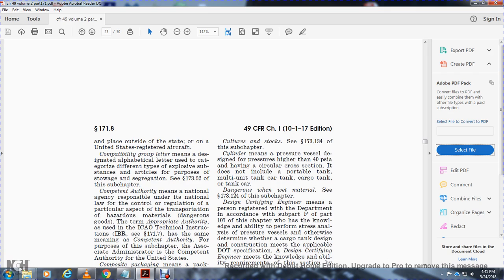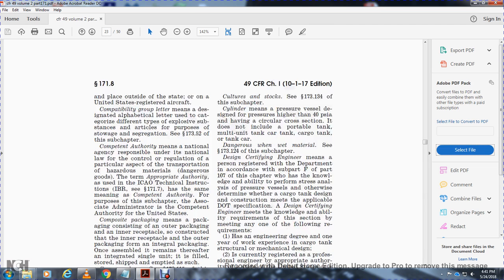See 173.50 of the subchapter. Competent authority means the national agency responsible under national law for the control of the regulation of a particular aspect of the transportation of hazardous material. The term appropriate authority in the ICAO technical instructions, incorporated by reference in 171.7, has the same meaning as competent authority for the purpose of the subchapter. The Associate Administrator is the competent authority over the United States.